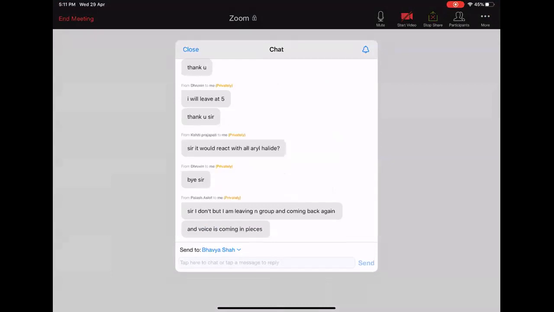Shiti says, sir, it would react with all aryl halides. Yes, Shiti, the reactivity would be less, difficult, but yes, it would happen with all aryl halides. Fluorine, the reaction would be very, very difficult. So we keep fluorine out of it, but chlorine, bromine, or iodine, yes. Okay.